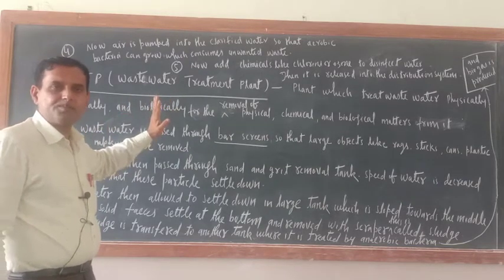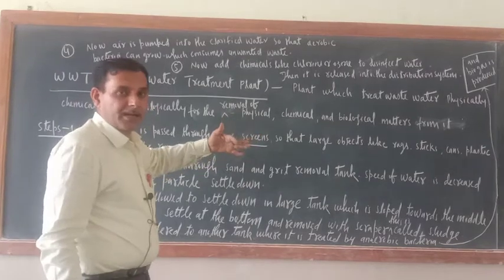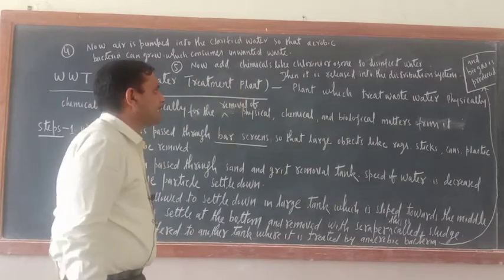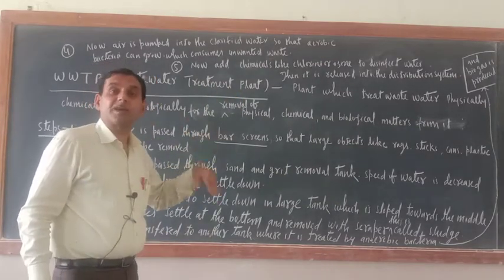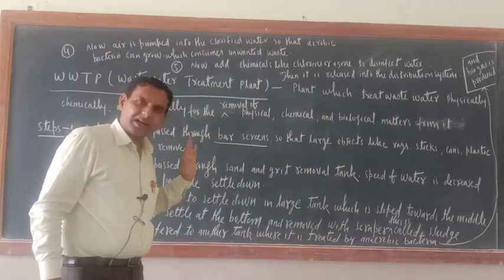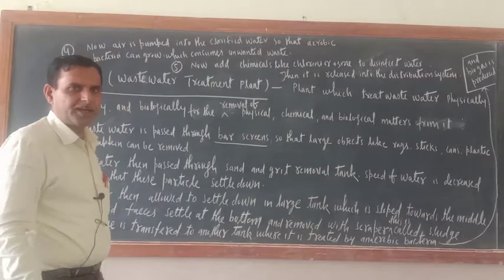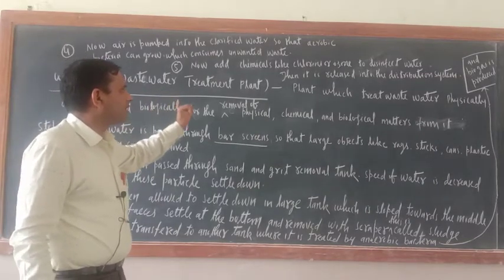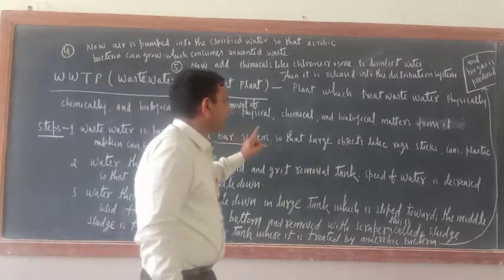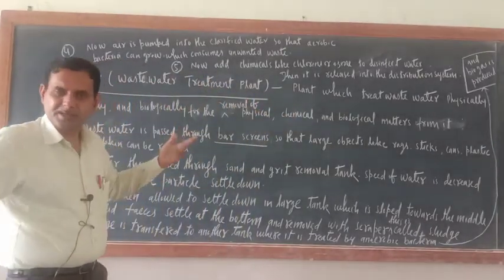So now water is free from that type of impurity also. Now the same water is passed through another tank. Then what is there? Some chemicals like chlorine and ozone are added to disinfect the water, so that whatever germs are there are also killed. Once these germs are killed, the water is fit for drinking. Are you getting my point or not? After adding chemicals like chlorine or ozone to disinfect the water, the water is released into the distribution system, and that water is fit for drinking.